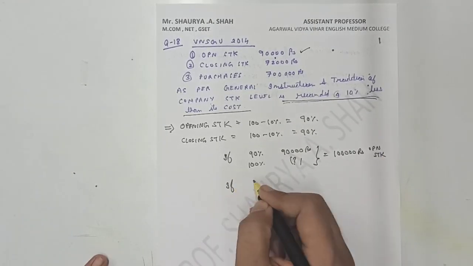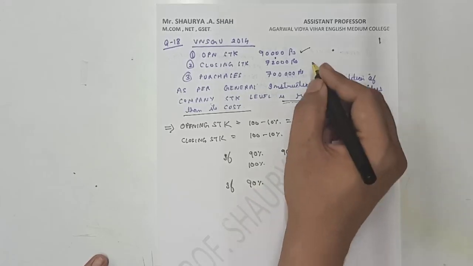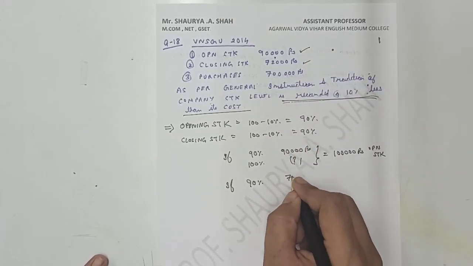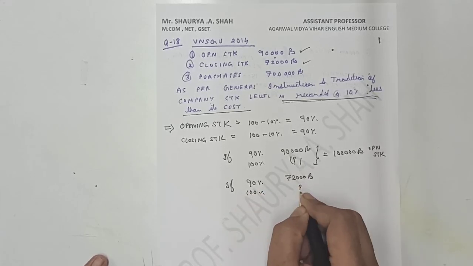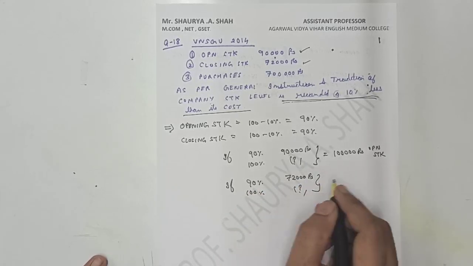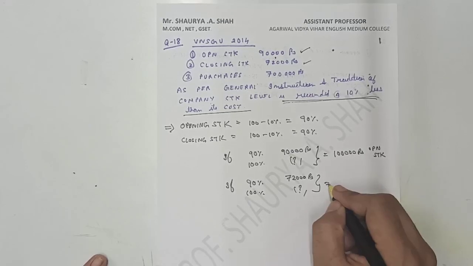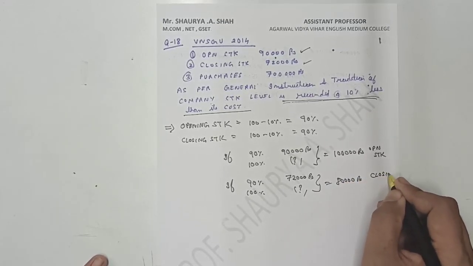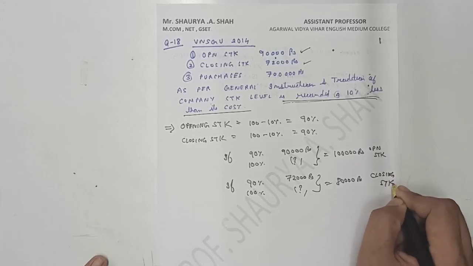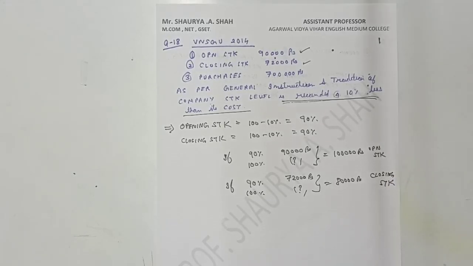And can I say if 90% is 72,000 rupees, how much will be my 100%? So 100 into 72,000 divided by 90 is equals to 80,000 rupees closing stock. Getting it, right? So first calculate the actual value.